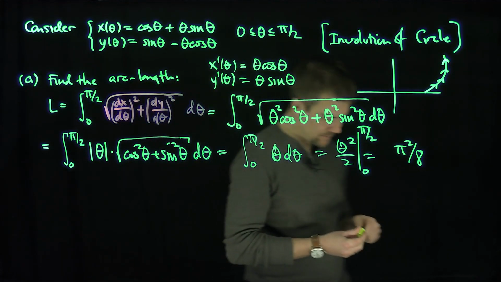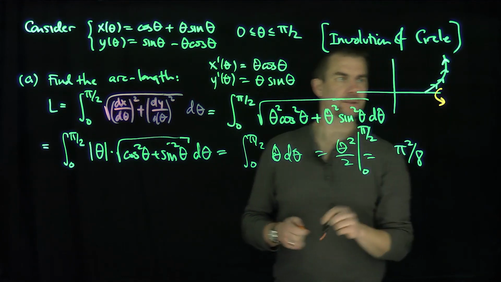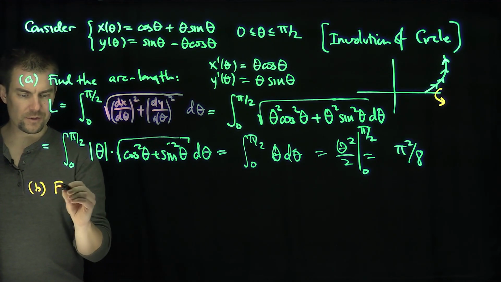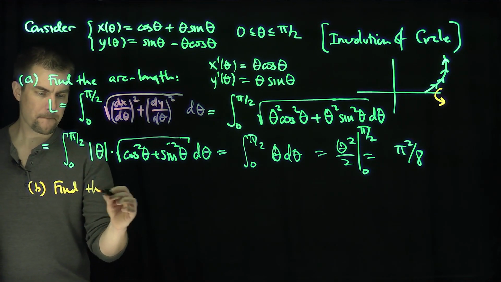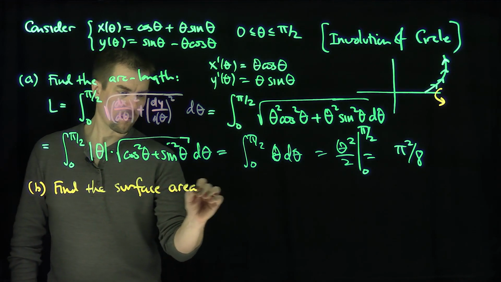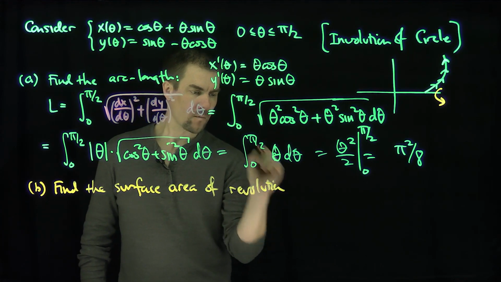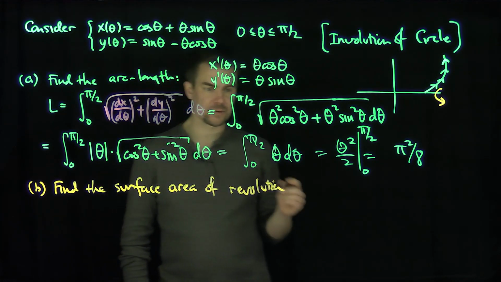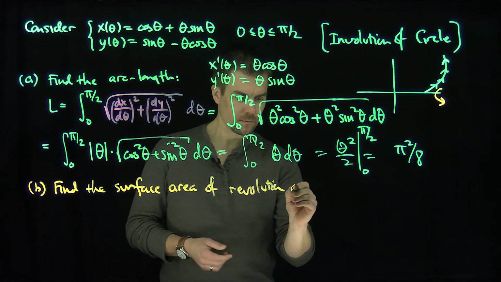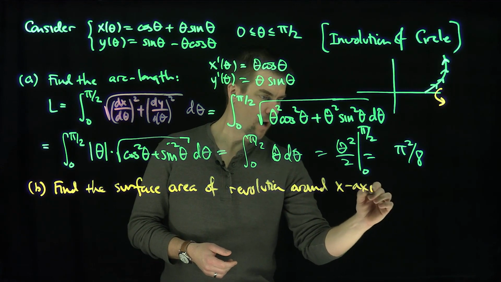Part B of this problem is to say rotate this around the x-axis. So I'm going to rotate this around the x-axis. Part B, find the surface area of revolution around the y-axis. Around the x-axis rather, not y-axis.